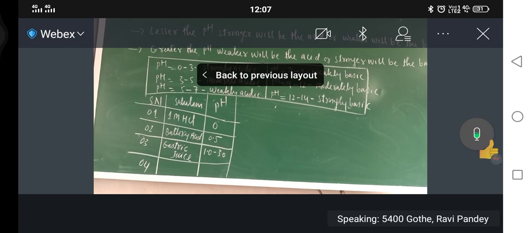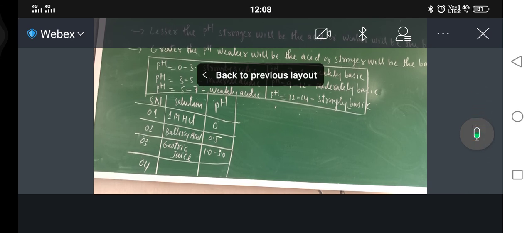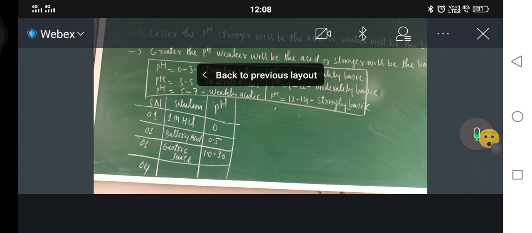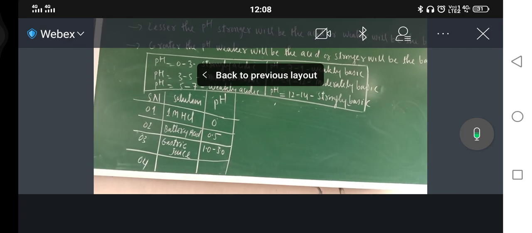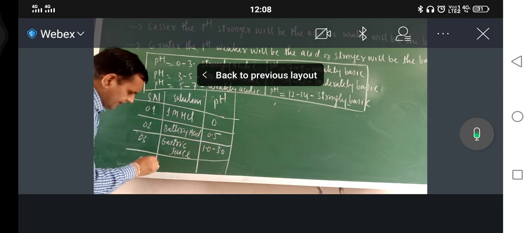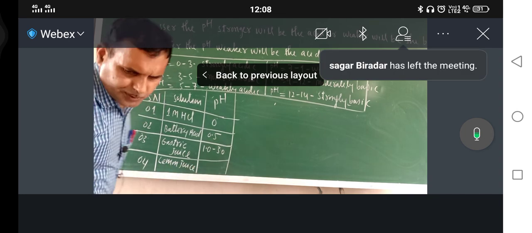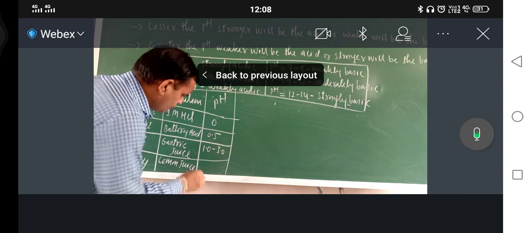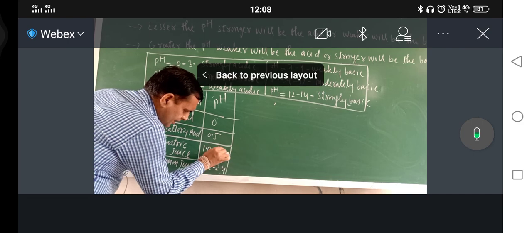Just a solution name is written: 1 M HCl, pH equal to 0; battery acid 0.5; gastric juice 1.0 to 3.0. Please note down this one. The fourth one is lemon juice. Lemon juice pH is 2.2 to 2.4.